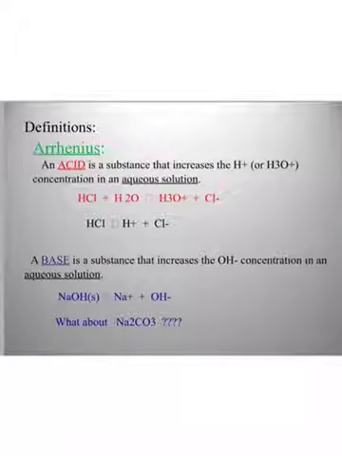Arrhenius defined an acid as a substance that increases the hydrogen ion, or what we call a hydronium ion concentration. I never even learned anything about hydronium ion. We didn't really talk about it until I got to college. But it's good that you write that down. A hydronium ion is H3O, and it's a +1. So it says, an acid is a substance that increases the hydrogen ion or hydronium ion concentration in an aqueous solution.